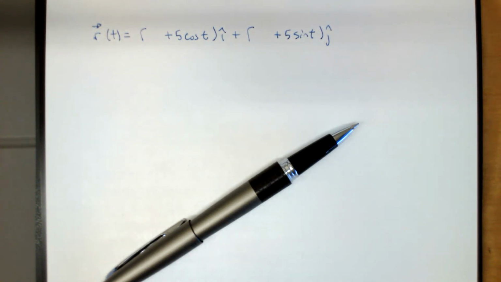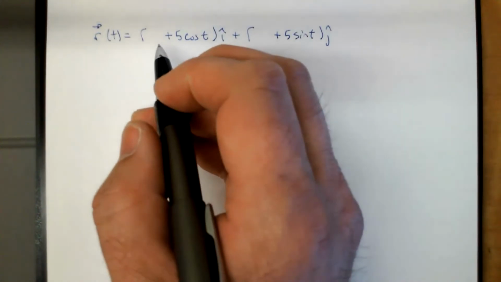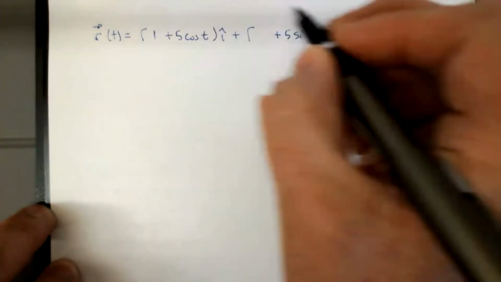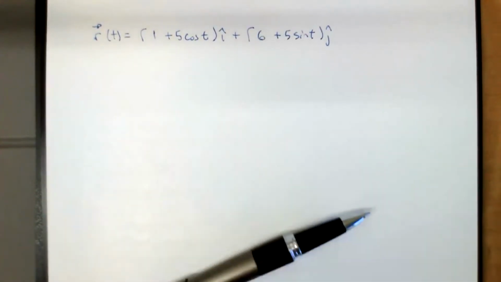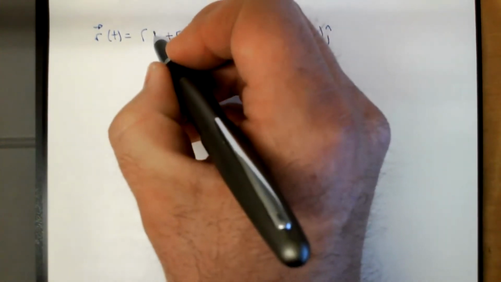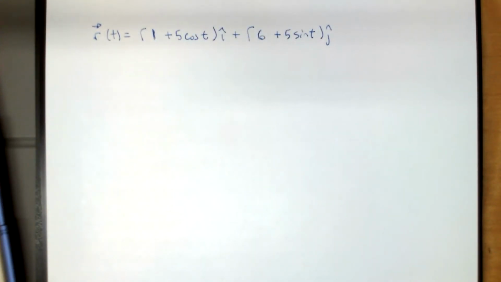This will start off at (1, 0) and then go around once counterclockwise. If I want to increase the radius, I just need to increase the amplitude of the cosine and the sine. 5 cosine t, 5 sine t is going to make a circle of radius 5. If I want to move the center to (1, 6), I just move the middle of my cosine graph to 1, and I move the middle of my sine graph to 6.